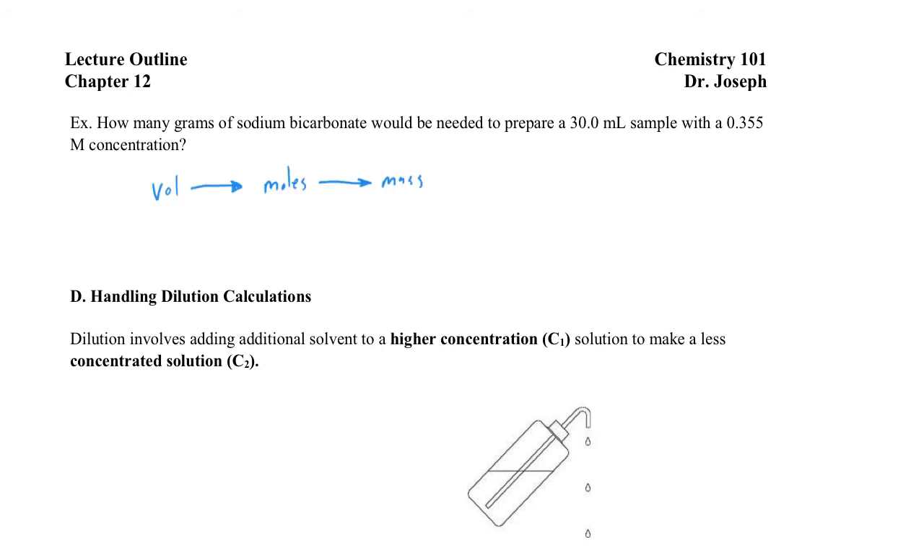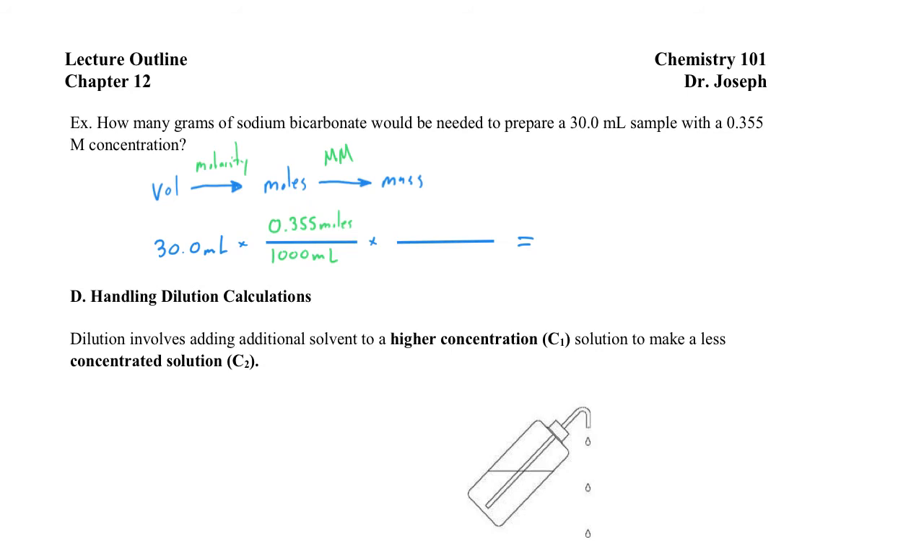So the solution to this involves taking the volume, converting it first into moles using the molarity, and then we convert moles into mass using the molar mass. So my first conversion factor is molarity, and I write down 0.355 moles per 1,000 milliliters. I've chosen 1,000 milliliters there so that I don't have to first convert that 30 mils into a liter. Remember, 1,000 milliliters is the same as 1 liter, so this is still the correct molarity.